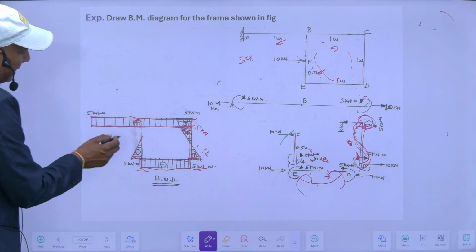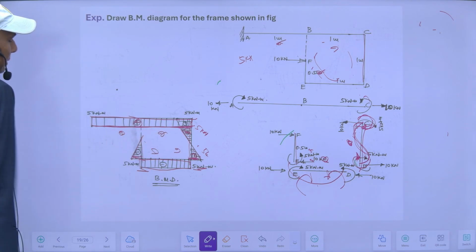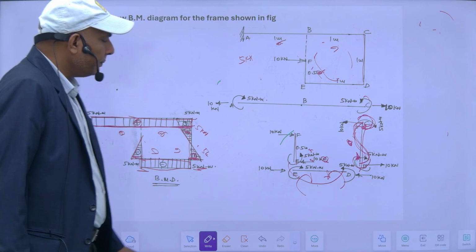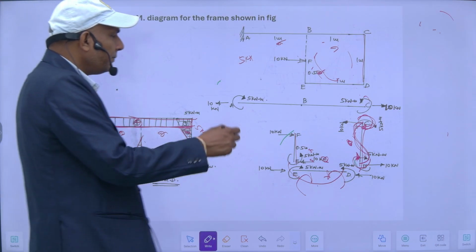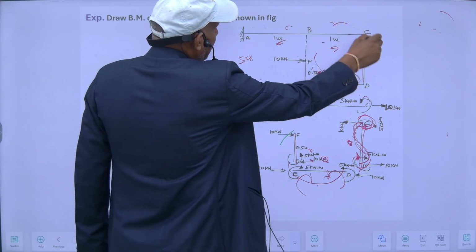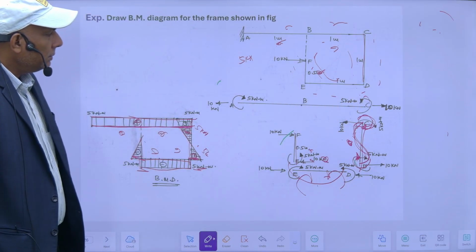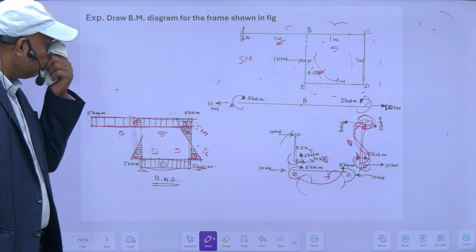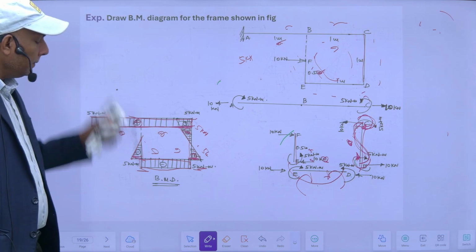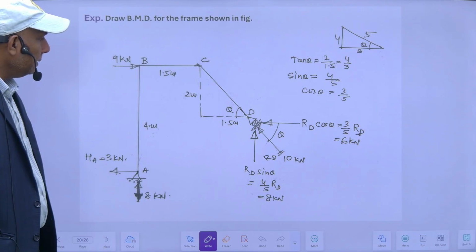So I have drawn my bending moment by standing inside. So this is the position of the bending moment diagram, and either way we can draw it. If I am drawing by standing here, then also I can draw it. That will remain the same. Next question.